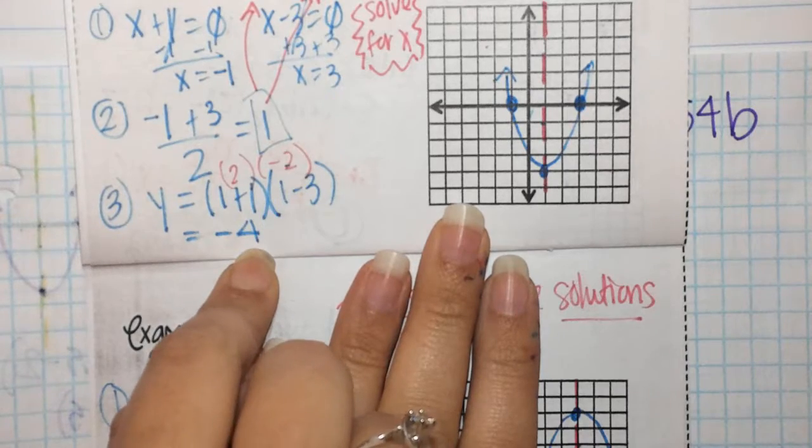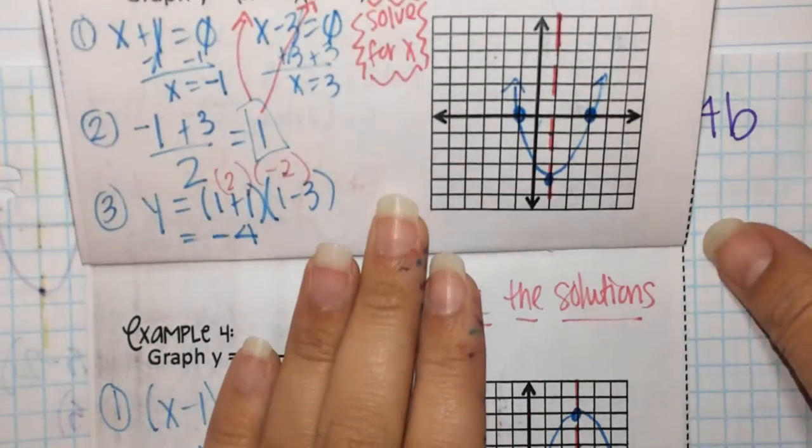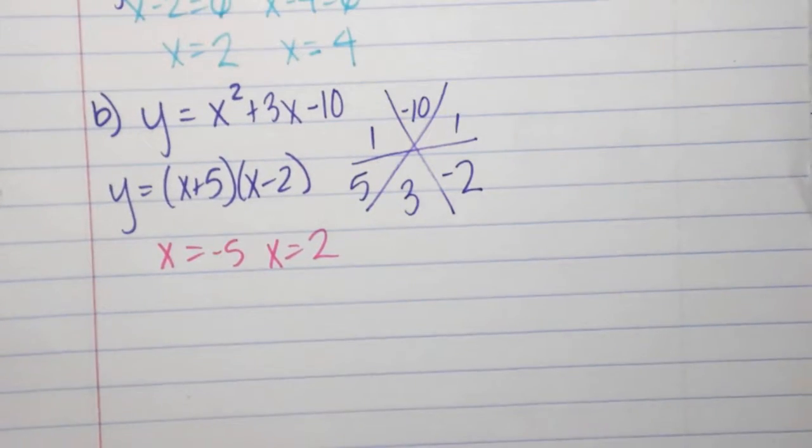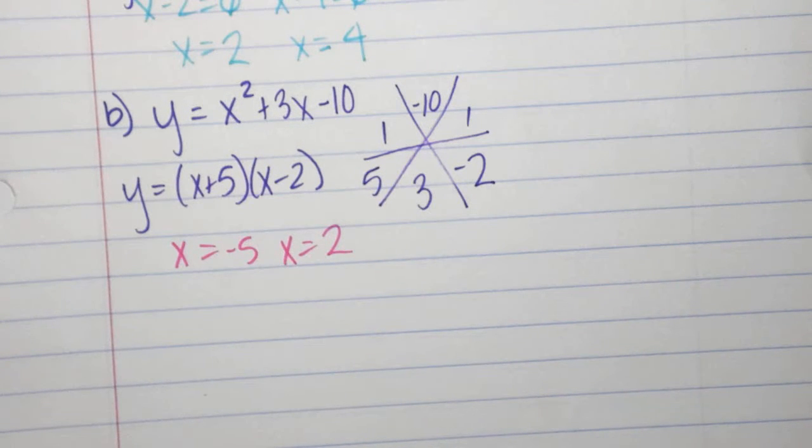Does everybody remember doing that? Wait, just repeat that one more time. Yes. We are literally just reviewing. So this is basically a different way of doing step 1.